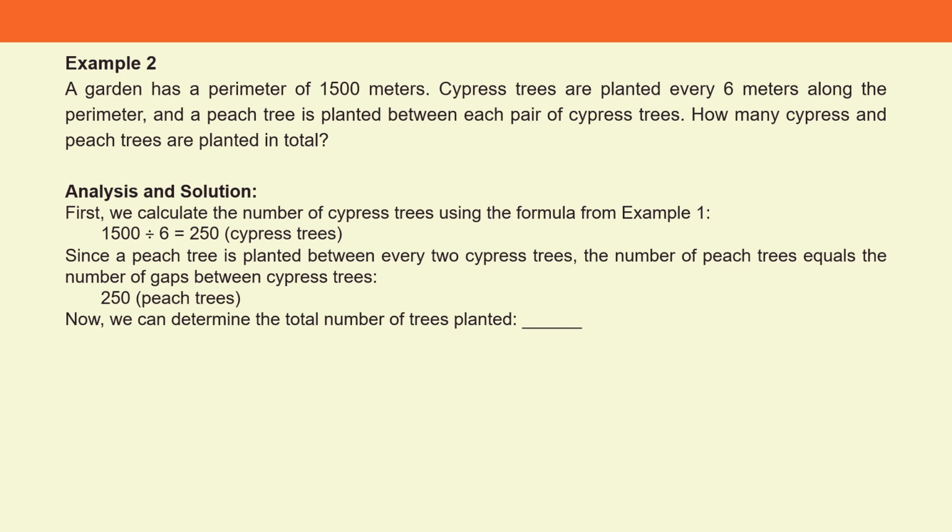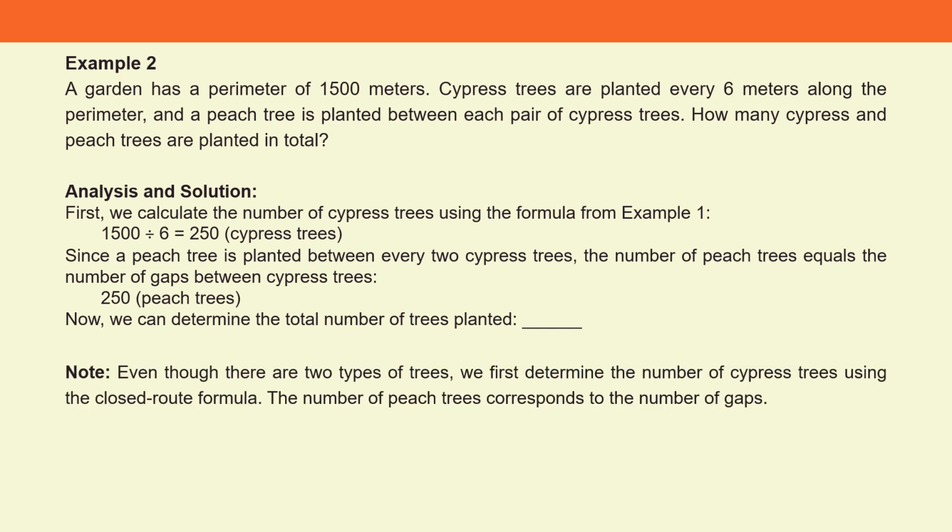First, we calculate the number of cypress trees using the formula from example 1, 1,500 divided by 6 equals 250 cypress trees. Since a peach tree is planted between every 2 cypress trees, the number of peach trees equals the number of gaps between cypress trees, which is 250 peach trees. Now, please complete the total number of trees planted. Even though there are 2 types of trees, we first determine the number of cypress trees using the closed route formula. The number of peach trees corresponds to the number of gaps.